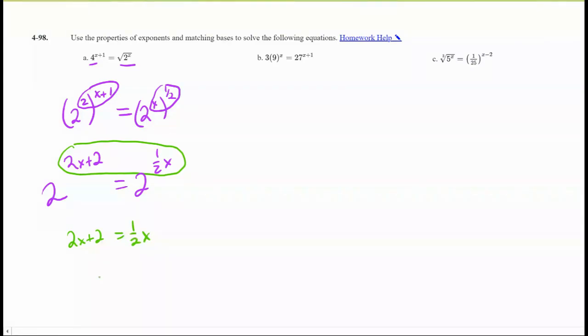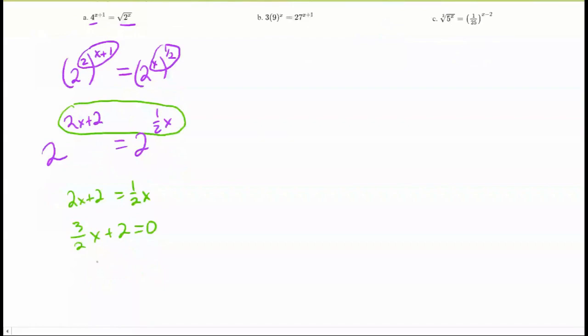So I'll subtract 1/2 x from both sides, so I get 1.5, or I guess we'll call it 3 over 2 x plus 2 equals 0. I'll subtract 2 from both sides. I'll divide by 2/3. Sorry, I'll multiply by 2/3 on both sides, which will leave me with just x equals negative 4/3 for the first one.